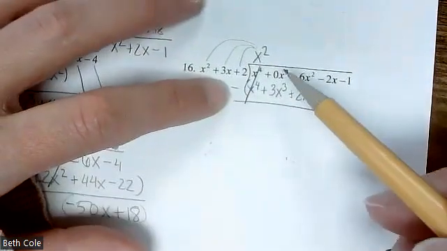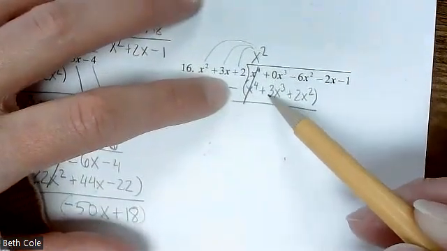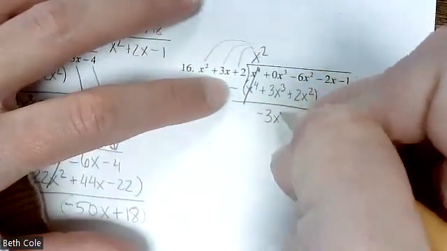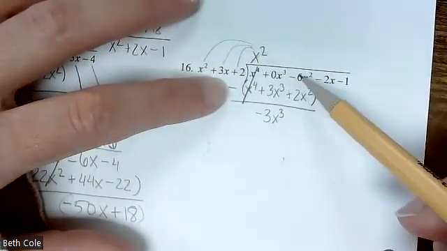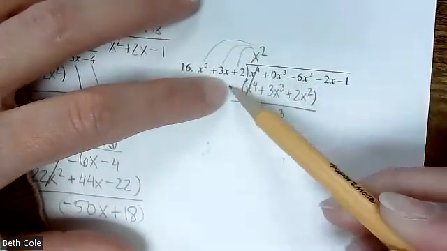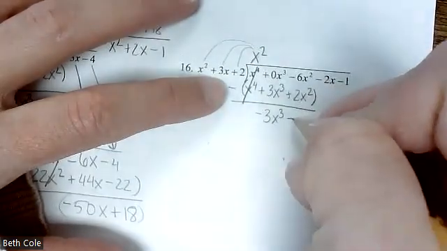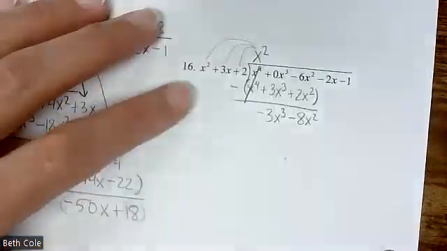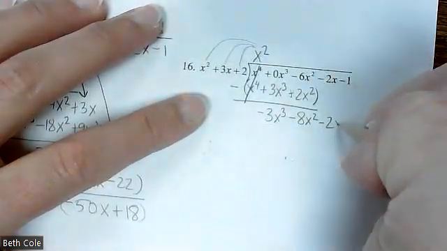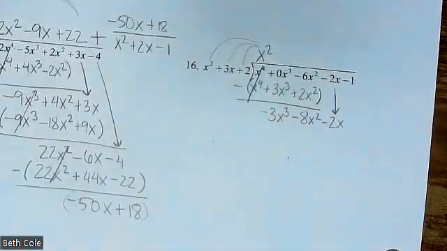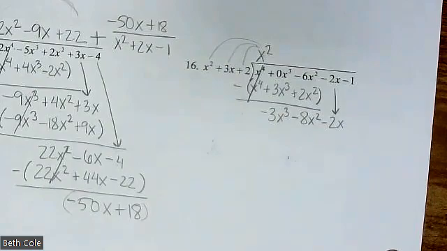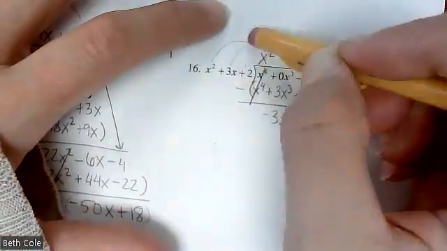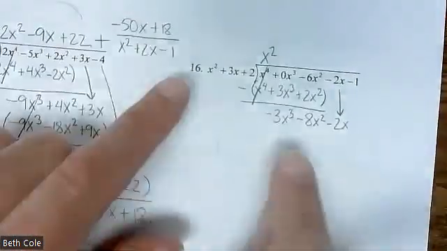Now, remember, you're subtracting. So this is 0 minus 3. So negative 3x cubed. And then this is negative 6 minus 2. So that will be negative 8x squared. Good. And then what do you do? Our negative 2x, you're going to bring that down, and then you do it all over again. It is cyclic. You just do the same cycle over and over again. So I'm going to erase these little rainbows. We're going to start again.